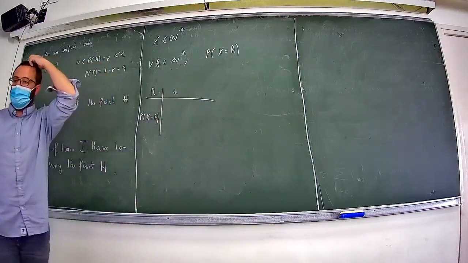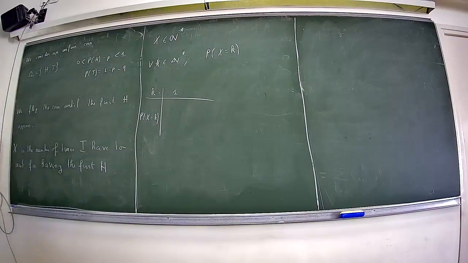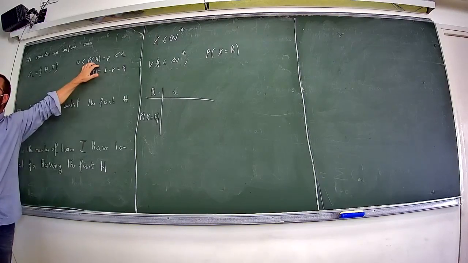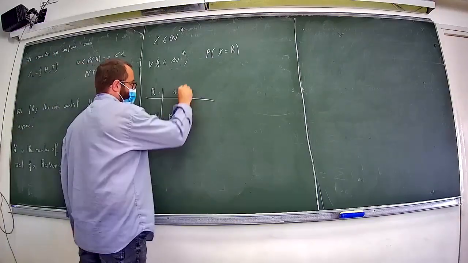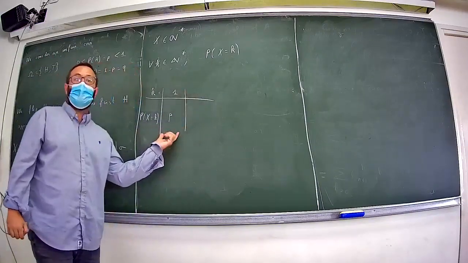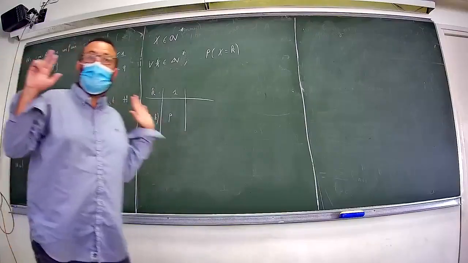So k equal to 1 means that I obtain head on the first toss. So what is the probability to obtain head? It's not necessarily 1/2. It's 1/2 if my coin is fair. If it is unfair, it's just p, because it's the probability of head. And after, I stop.